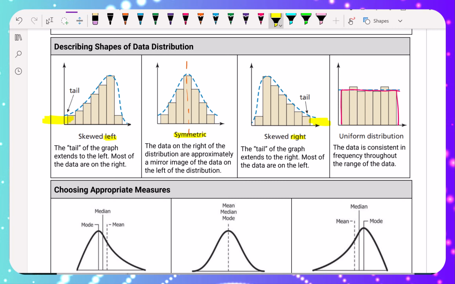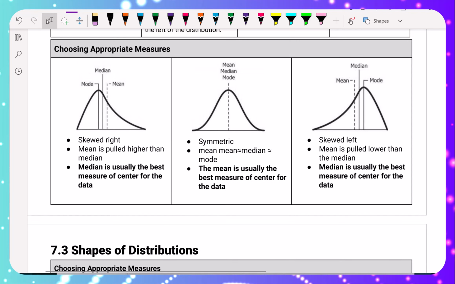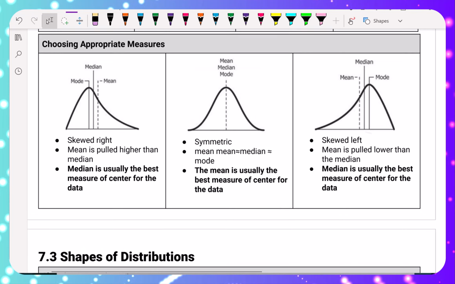So if you have a long tail on the left, it's called skewed left. Long tail on the right, it is called skewed right. So a big part of the lesson is not only being able to describe the shapes, is that we need to actually choose appropriate measures. This is actually really important.